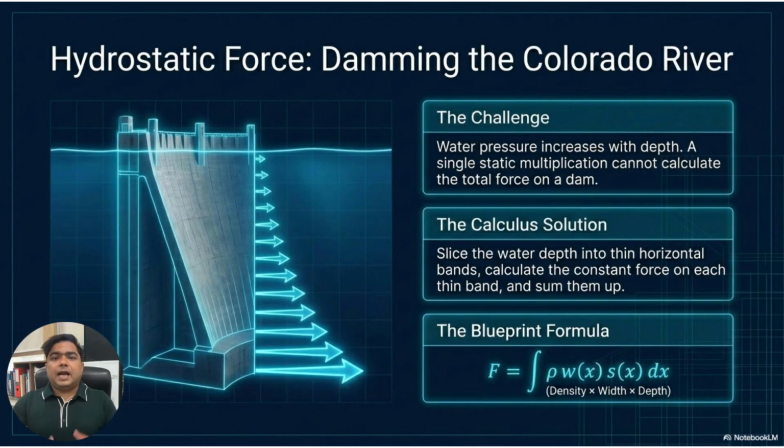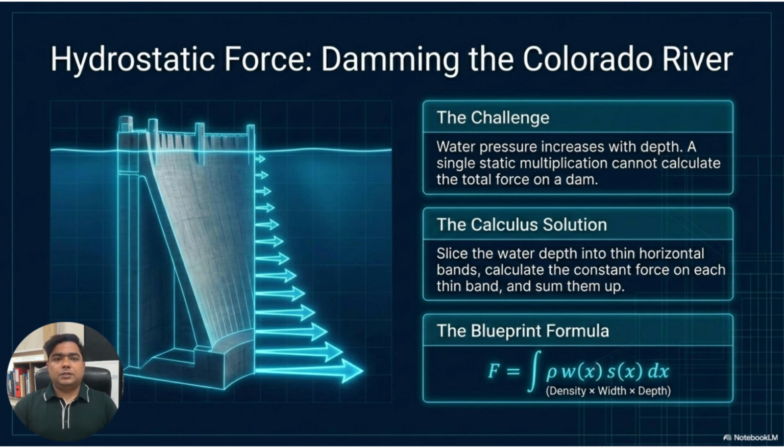This slide explains hydrostatic force. Hydrostatic force is the force exerted by a fluid, such as water, on a submerged surface. A dam is a perfect example because water pushes against it continuously. But water pressure is not constant. It increases as depth increases. Near the surface, pressure is smaller. Near the bottom, pressure is much larger. Because of this, we cannot use a single pressure value for the entire dam. Instead, we divide the dam into thin horizontal bands. For each band, we calculate the approximate force. Then we integrate to find the total force.